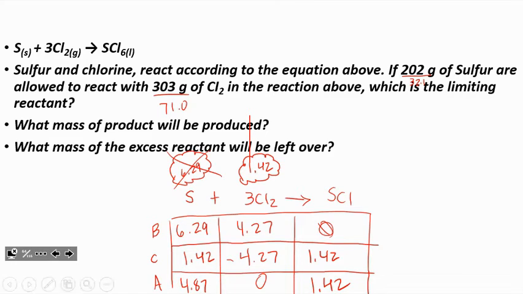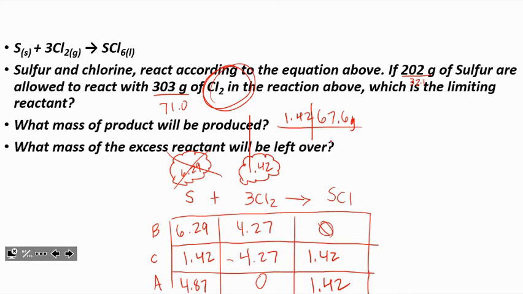They wanted us to tell them what the limiting reactant was. The limiting reactant was the chlorine here. The mass of the product produced, we need to take the 1.42. We need to multiply that by the molar mass of sulfur chloride, which is 32.1 plus 35.5. That's 67.6.